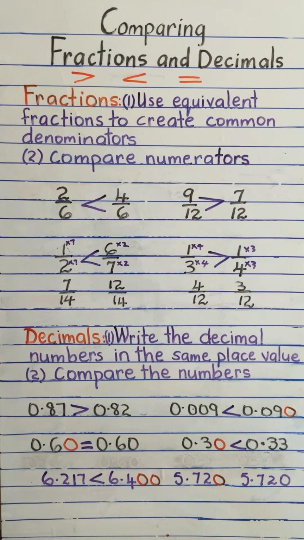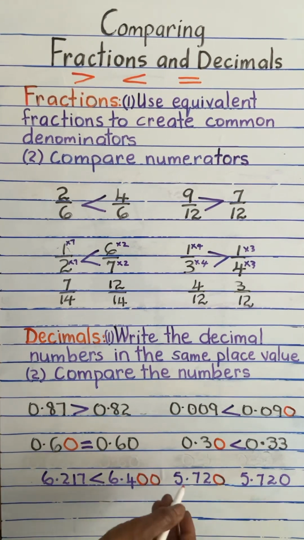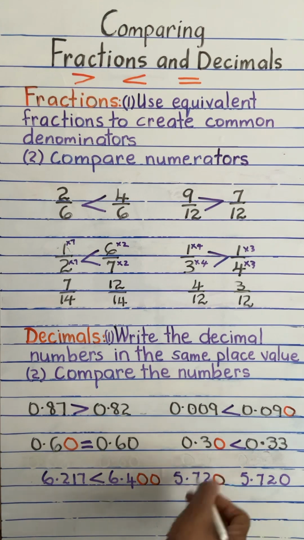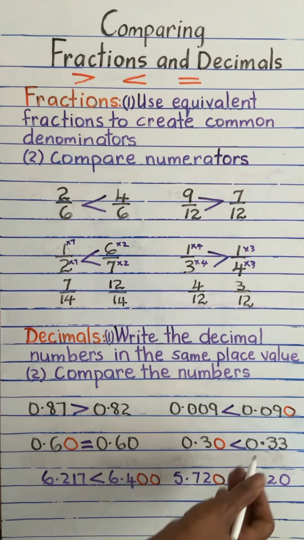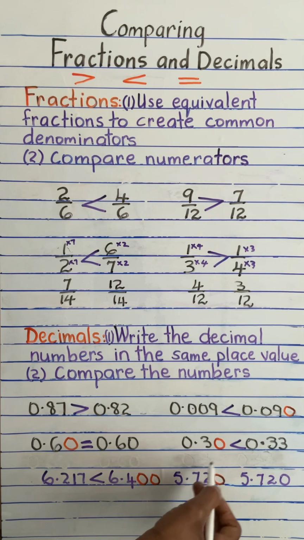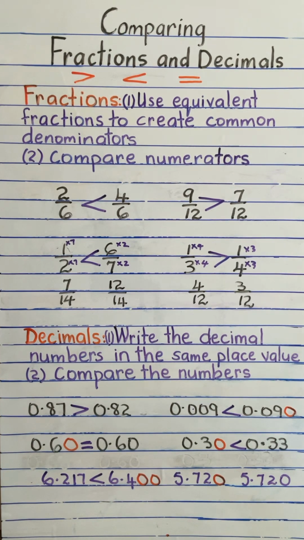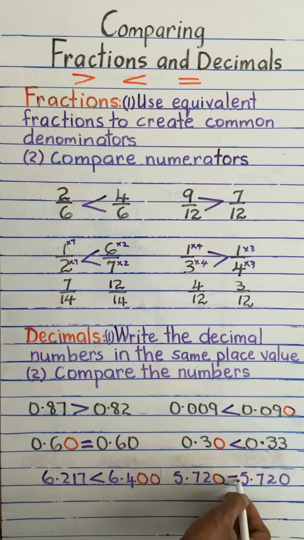And now we can compare. The whole number is the same, 5. We have a 7 in the tenths place in both, so there's no comparison there. We have 2 in the hundredths place, both no comparison, and we have zeros. So here, 5.72 and 5.720, those two decimals are equal. So let's put our equal sign right here.